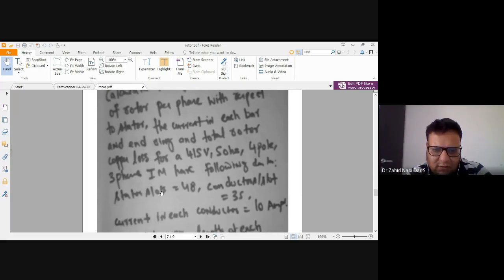Now stator slots, this is SS, is equal to 48. Conductors per slot is equal to 35. Now see here, one very interesting thing is there. If you take the total number of stator slots into conductors per slot, this is also stator slots only, no? So stator slots and slots will cancel. So 48 into 35 will give you the number of conductors, will give you Z.